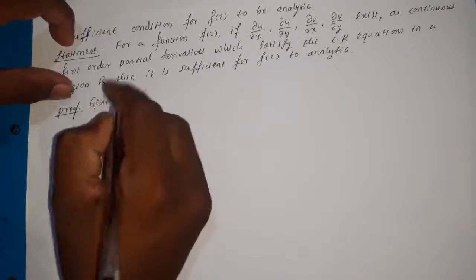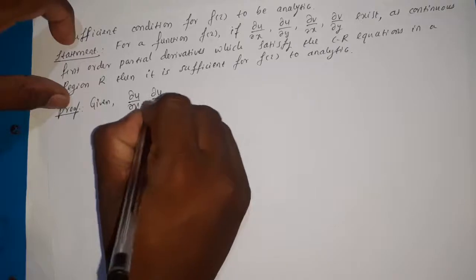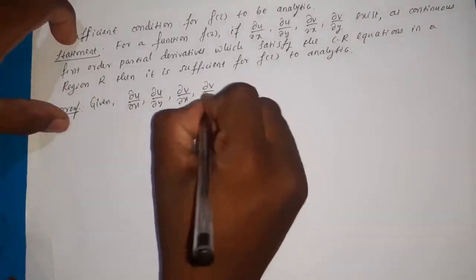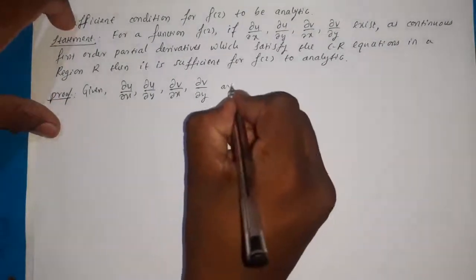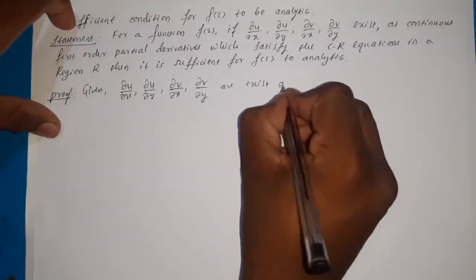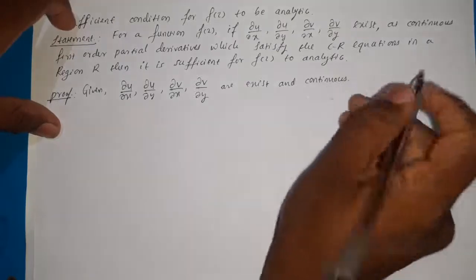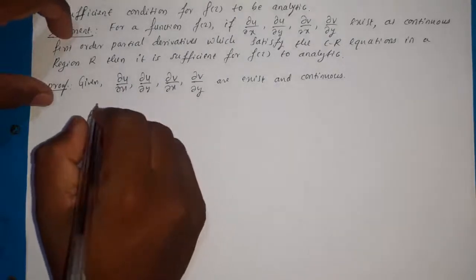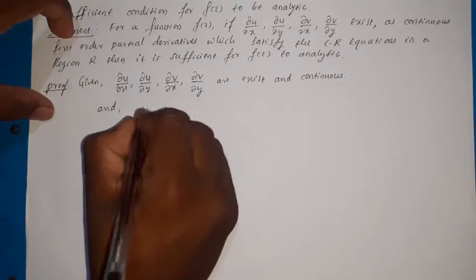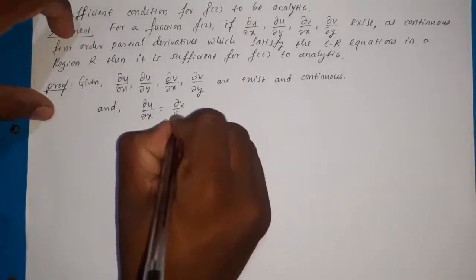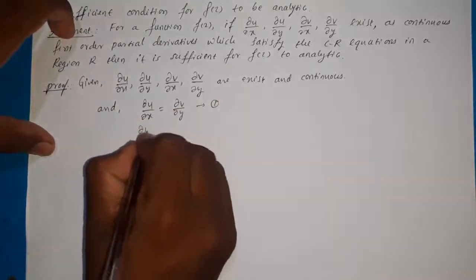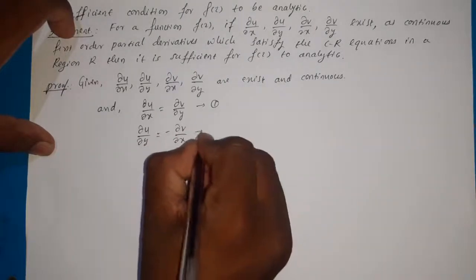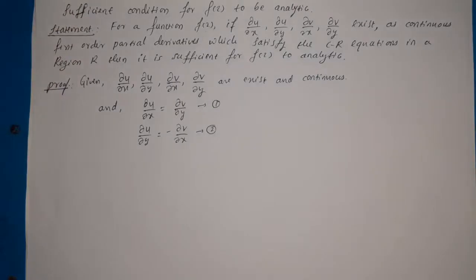Given dou u by dou x, dou u by dou y, dou v by dou x, dou v by dou y exist and continuous. And dou u by dou x equal to dou v by dou y, consider this as the first equation, and dou u by dou y is equal to minus dou v by dou x, it is the second equation. Meaning these first and second equations represent the CR equations.